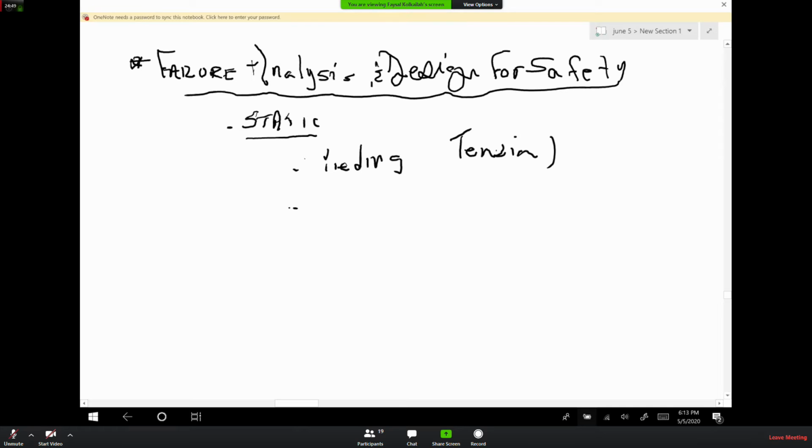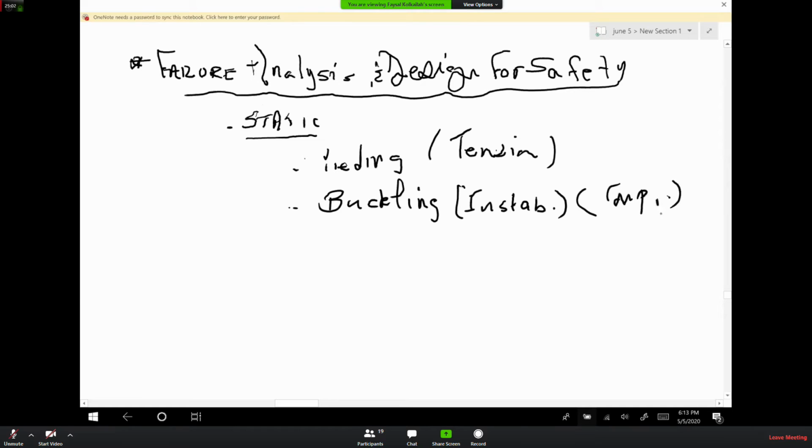We talk about buckling, or really I should say instability, and that was compression. We are done with this completely. We are trying to finish this one today. And then if we can today, we're going to talk about the dynamic one.